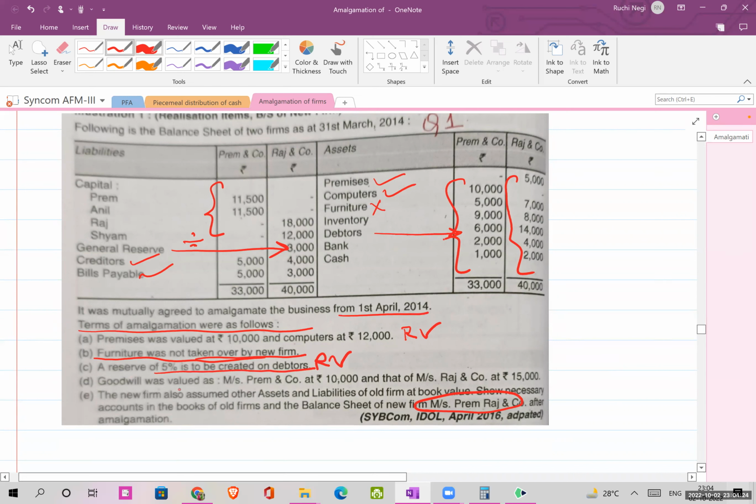Okay, then goodwill was valued at 10,000 and 15,000 respectively. Fine. Then they want you to assume that other assets and liabilities of the old firm were at book value. Even if this assumption is not there, you have to consider the same in absence of information. Okay, show necessary accounts in the books of both the firms, and also they expect you to make a balance sheet of the new firm after amalgamation.